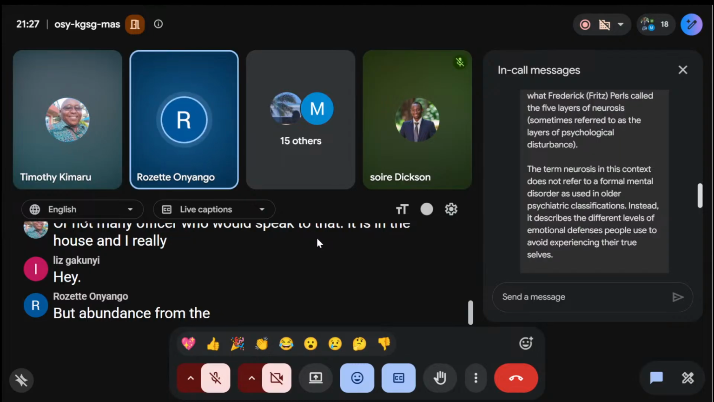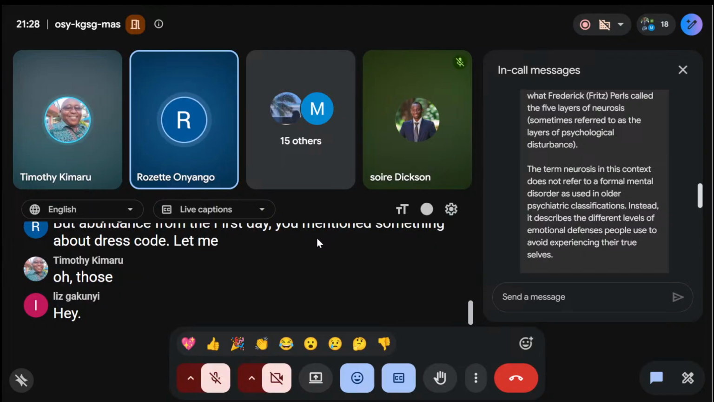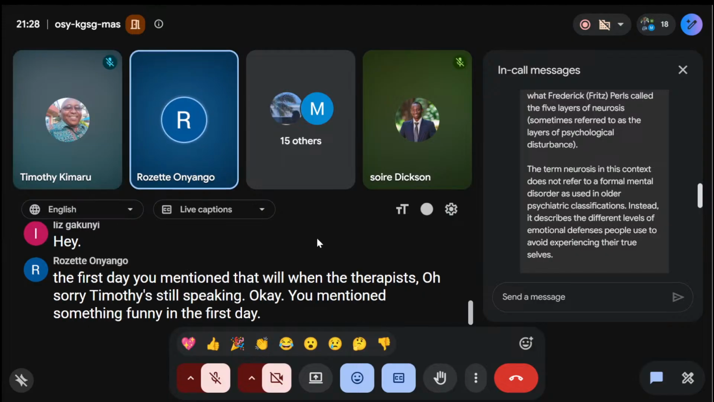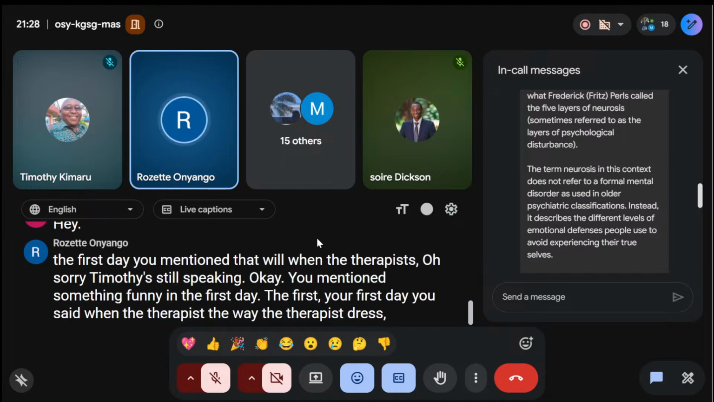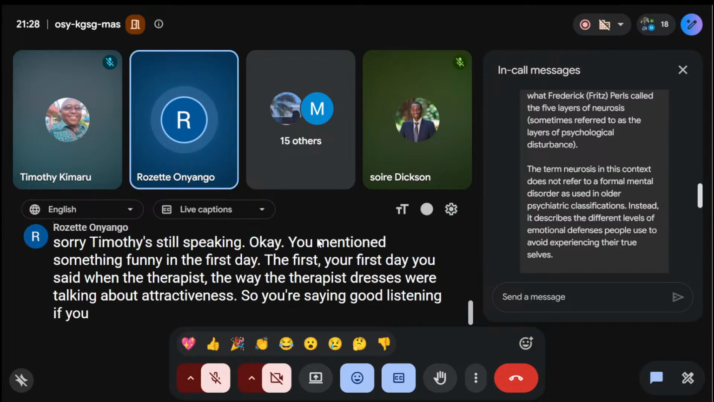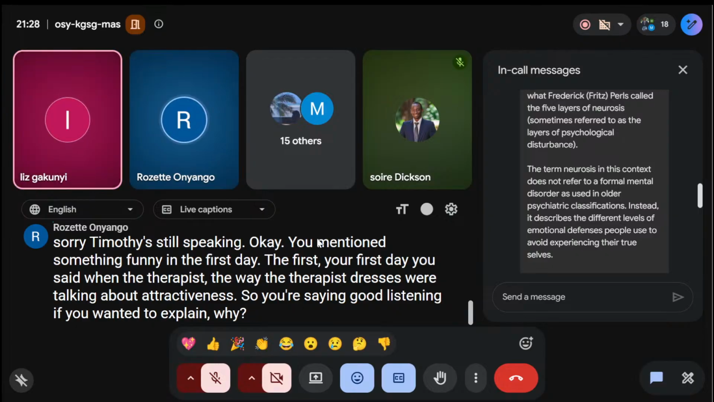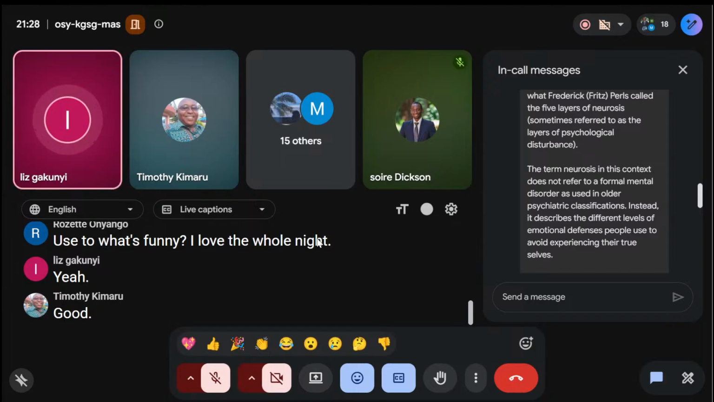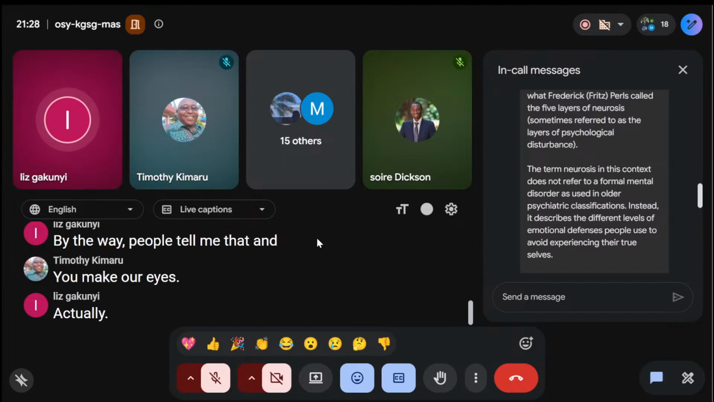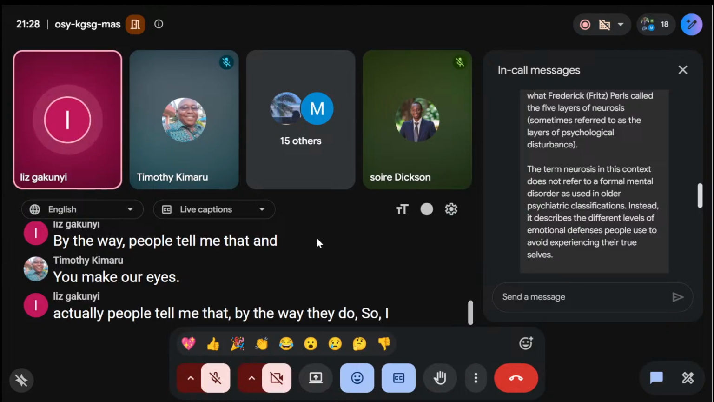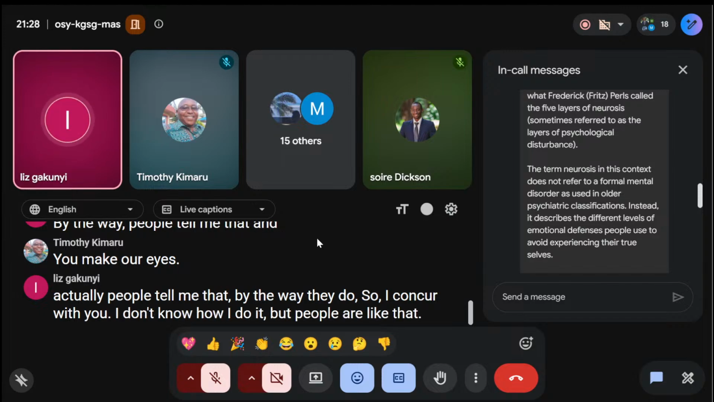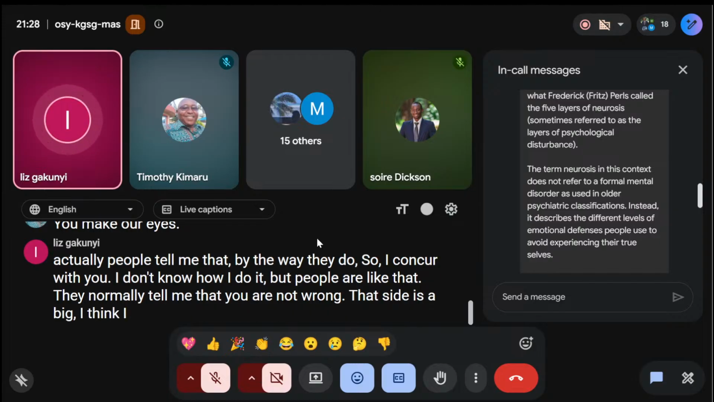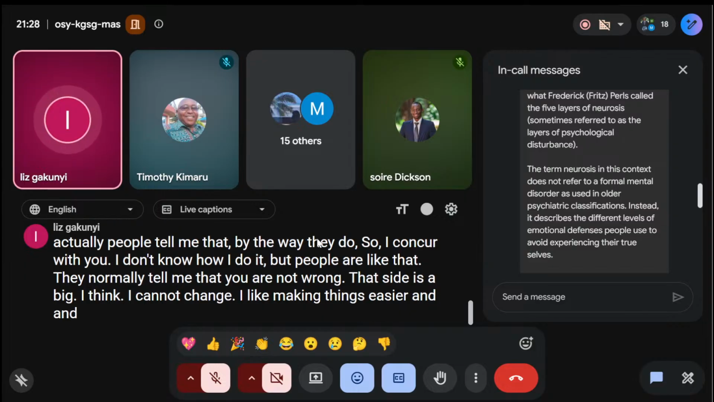Teacher is funny from the first day. From the first day you mentioned something about dress code. Let me remind you. You mentioned something funny on your first day. You said the way the therapist dresses, we were talking about attractiveness, and you said the way they dress, I thought you wanted to describe baggy. I can't remember the words you used, but that thing was funny. I laughed the whole night. By the way, people tell me that, so I concur with you. I don't know how I do it, but they normally tell me that. You are not wrong. I think I cannot change. I like making things easier and practical.